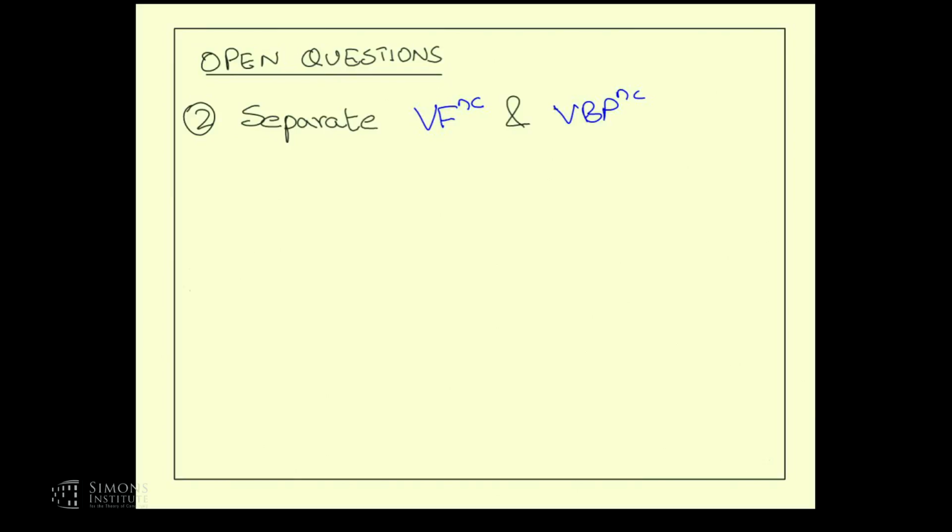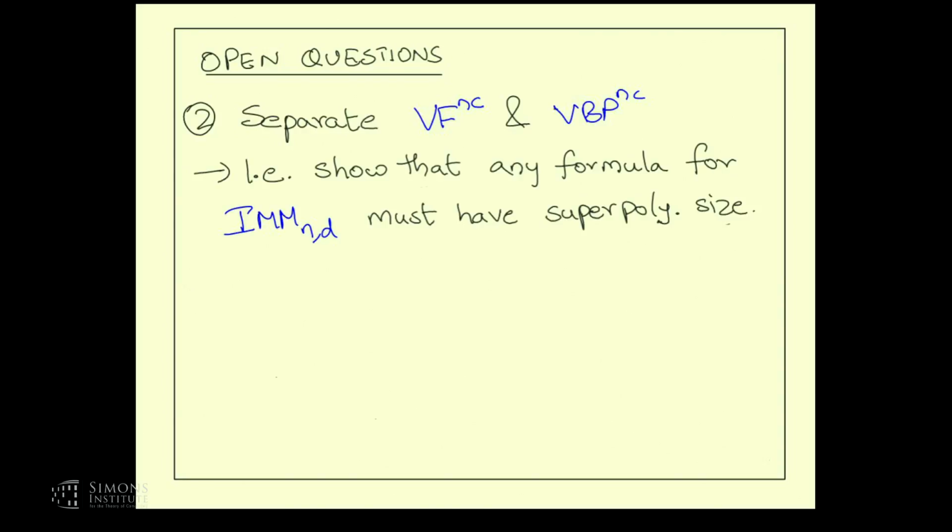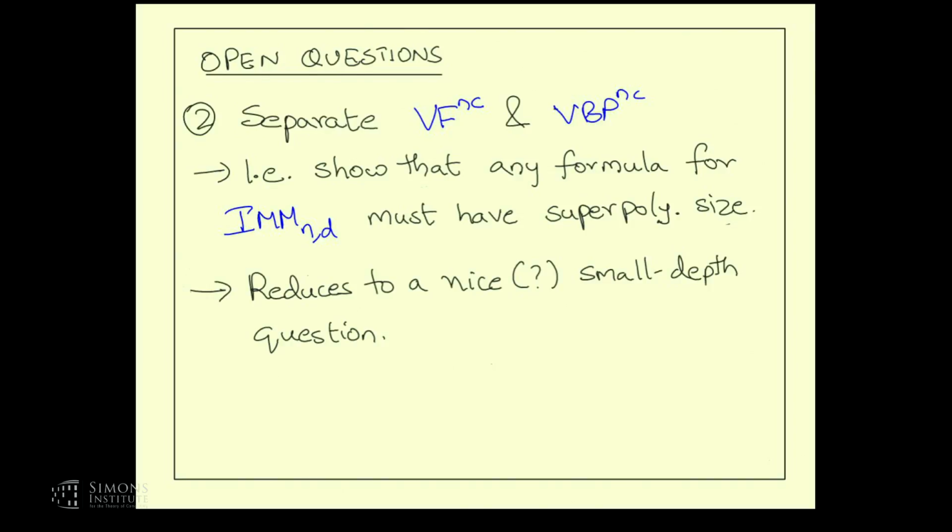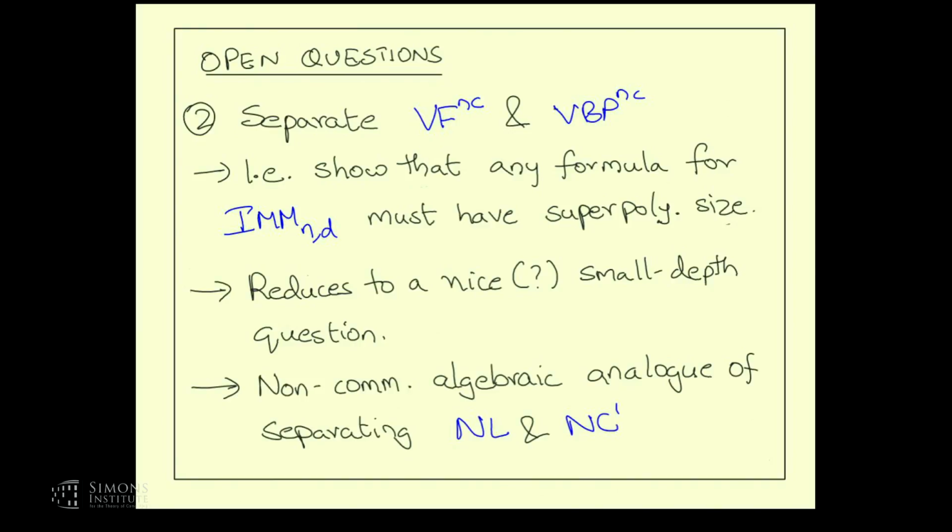And this problem has a very nice formulation in terms of polynomials. It's just showing that any formula for multiplying D many n by n matrices, where D is, let's say, n, must have super polynomial size. So it's just proving a lower bound for iterated matrix multiplication. It's a very, very natural question. It also reduces to a nice small depth question, which probably I won't talk about. But it's the non-commutative algebraic analog of separating NL and NC1. So if you believe NL is different from NC1, maybe this is the right place to start.